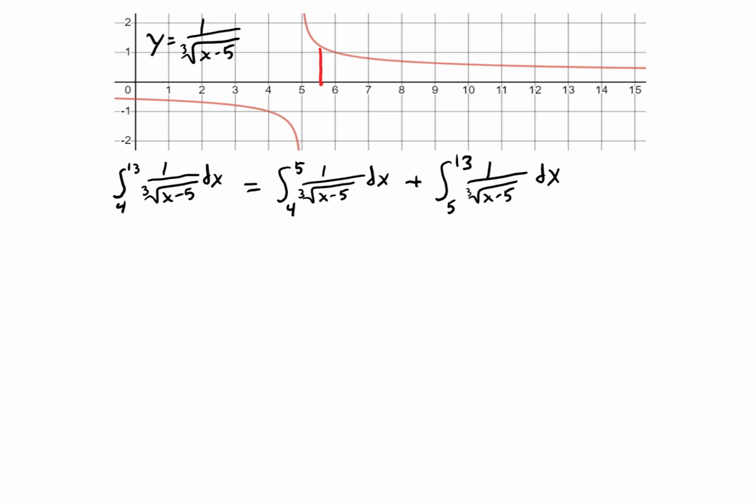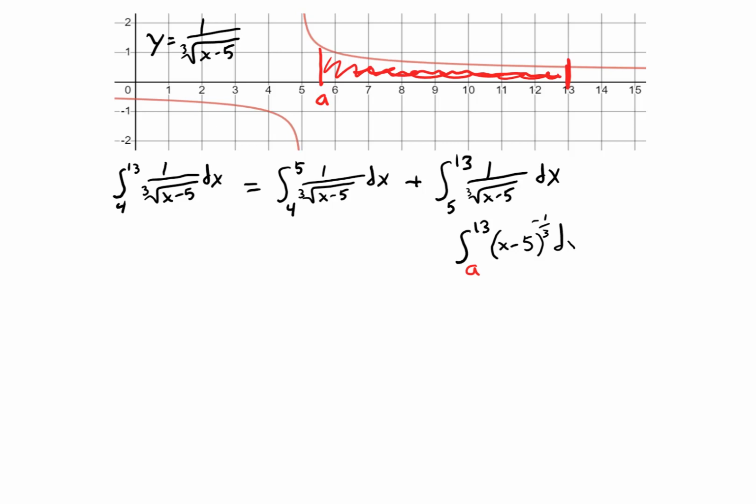We let a be some number a bit to the right of 5 and find the area between the curve and the x-axis from a to 13. This is the integral from a to 13 of our function. To make the function easier to integrate, we write the root as an exponent. The cube root is the same as a 1/3 power. Because the cube root is in the denominator, the 1/3 is negative.